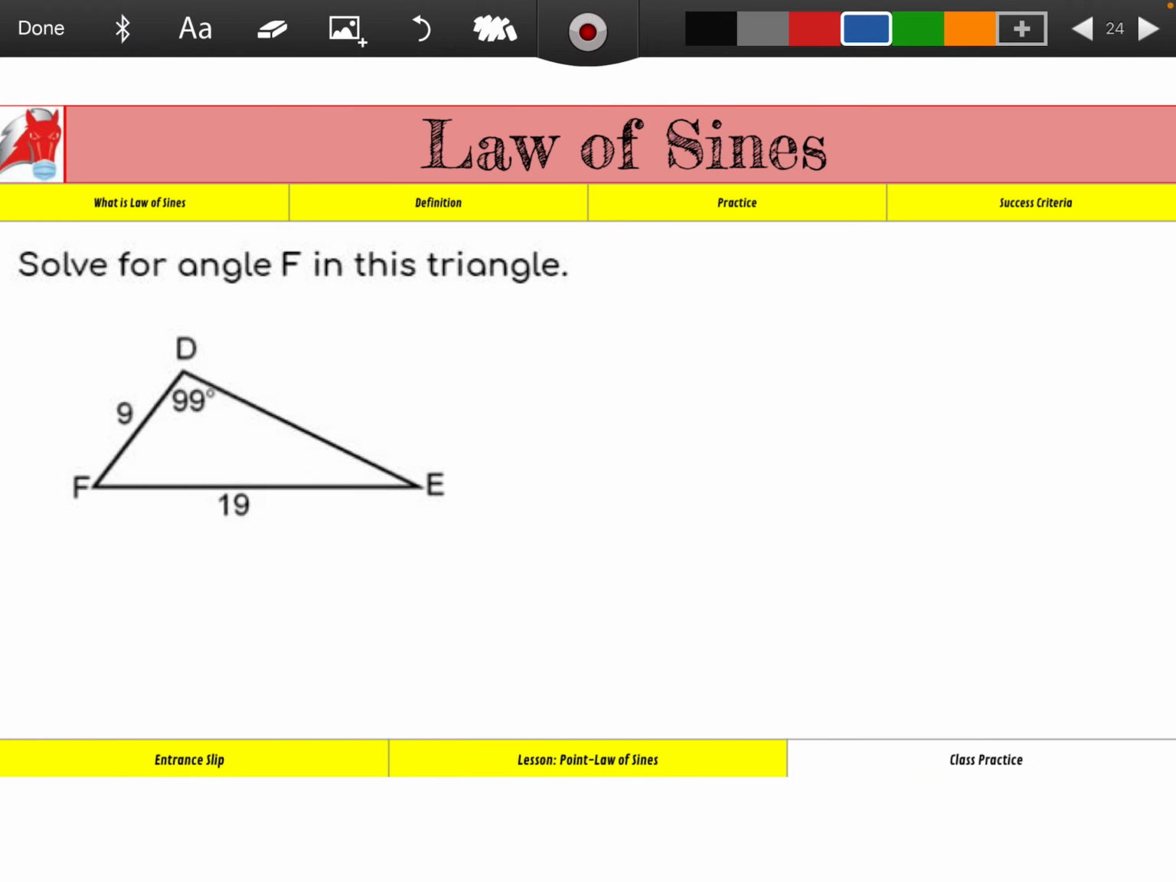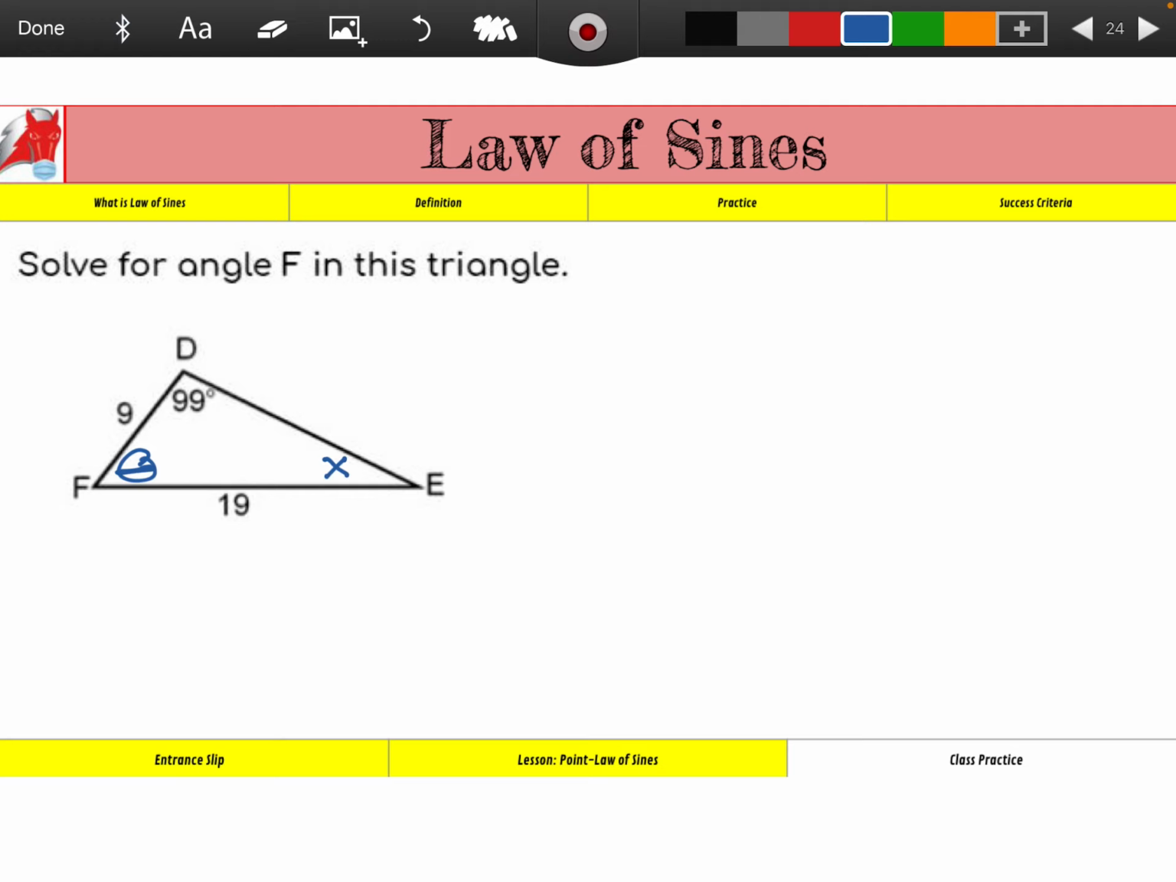Last one. See if you can do it. So we'll call this success. It's adding a little bit to it. We are looking for angle F. The only hint I'll give you is that you might have to find this one first. Try it out.